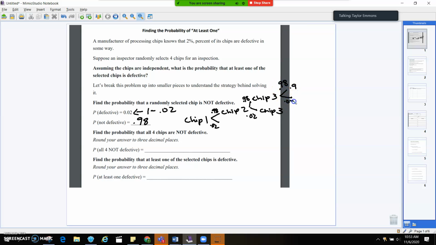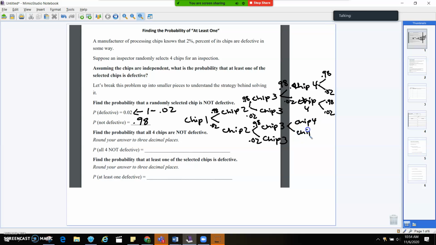And this will make sense in a second. And then chip 4 is either 0.98 or not. And you're going to do the same thing down here: chip 2, chip 3. It's so messy because there are so many branches. Chip 4. And I'll show it to you in just 1 second. There's 1 strand that we need, and then that's it.